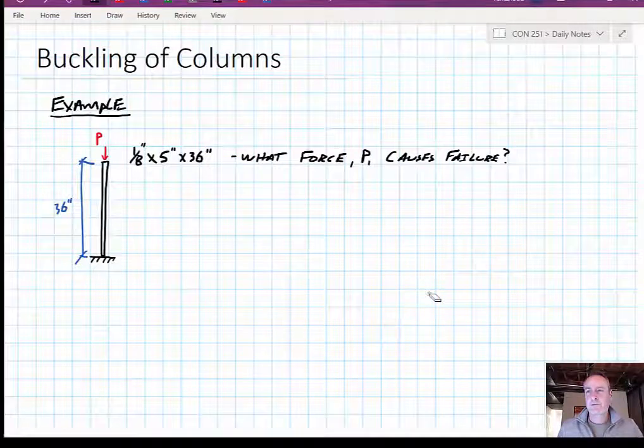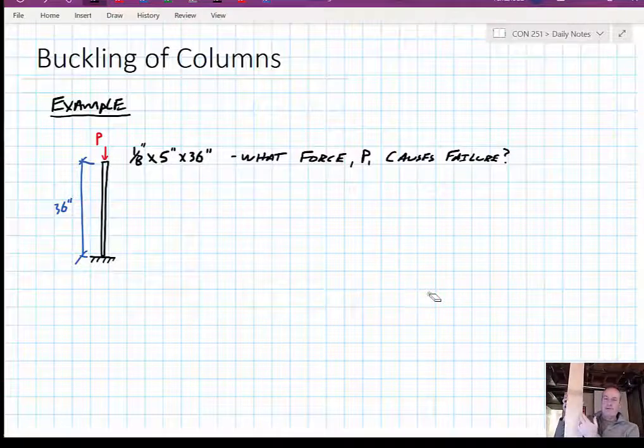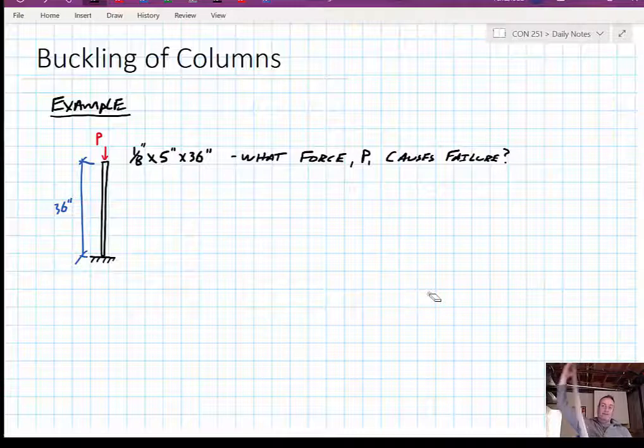All right, so for this example, what we're looking at is this piece of trim right here. This piece of trim is 5 inches by an 1/8 inch thick, and it is 3 foot long, right? What I want to know is, if I were to push down on this member, how much force would it take in order for me to cause it to fail?